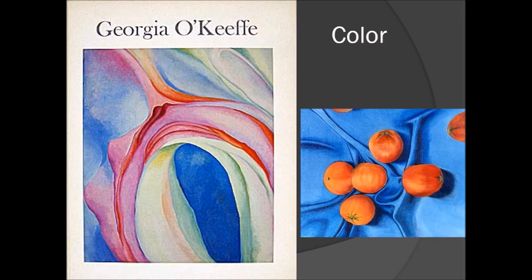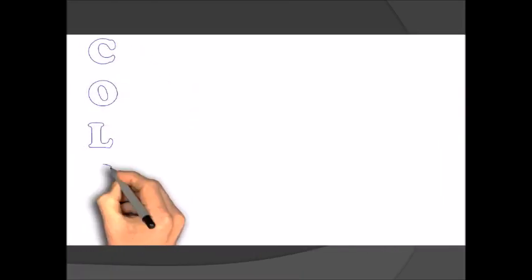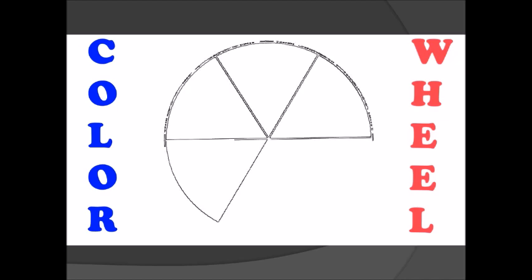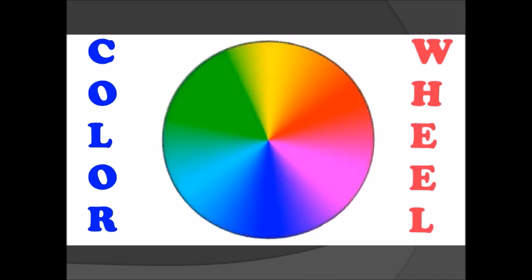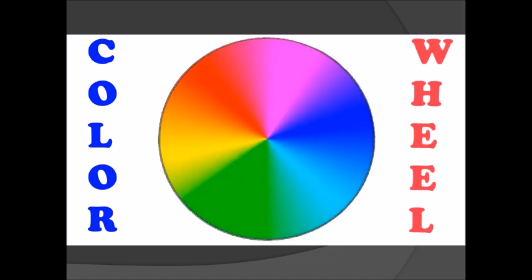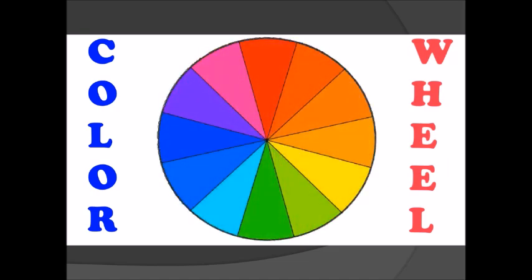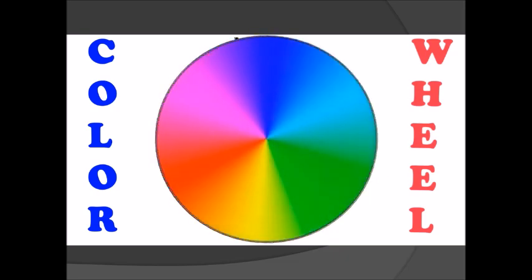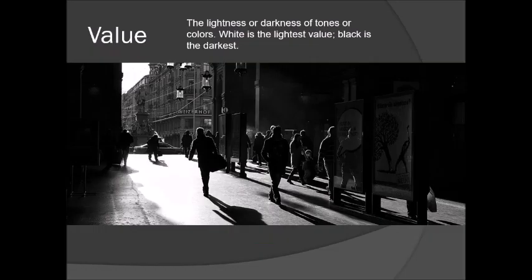Color. All kinds of colors, as you learned when we did the color wheel. And here we've got a color wheel with primary and secondary, and then split to warm and cool. Now showing primary, secondary, and tertiary. Value, the lightness or the darkness of a color.